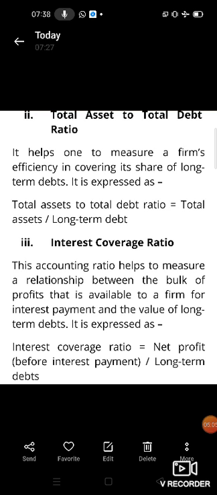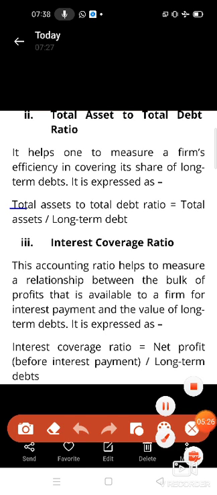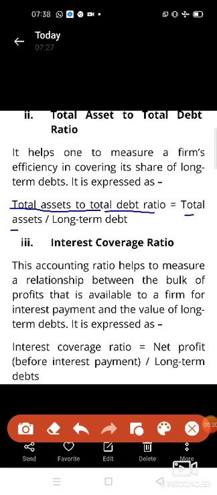Number 2, total assets to total debt ratio. It helps one to measure a firm's efficiency in covering its share of long-term debt. It is expressed as total assets to total debt ratio equal to total assets divided by long-term debt.